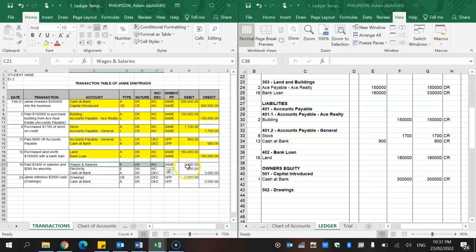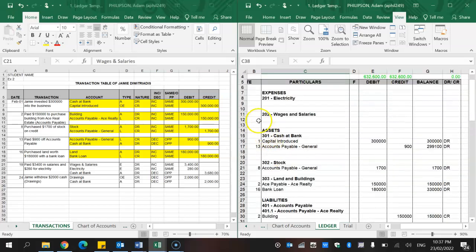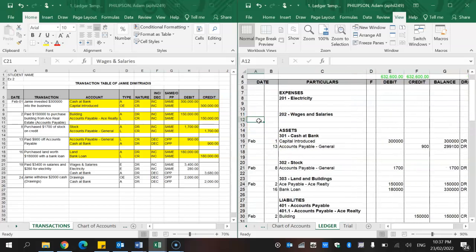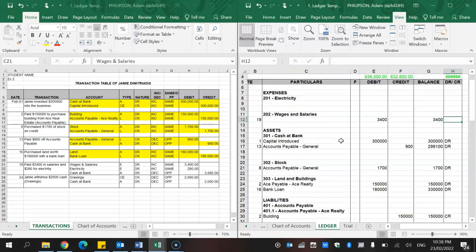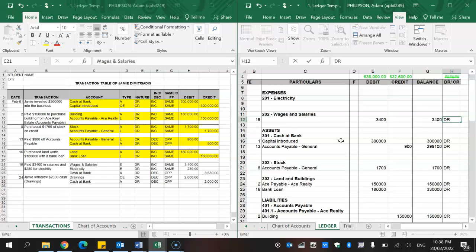So the first line, debit 3,400 to wages and salaries. So we come up here, wages and salaries, put our date in. So we've got Feb 19. Okay, it's telling us that we're putting $3,400 debit into that account. So 3,400 debit. It's the only transaction, so our balance is $3,400 debit.